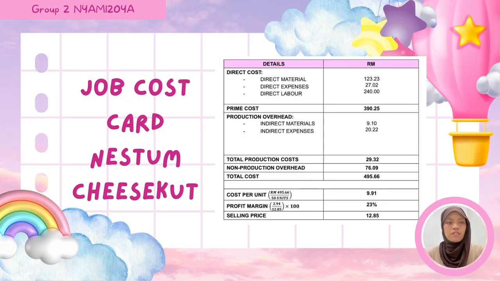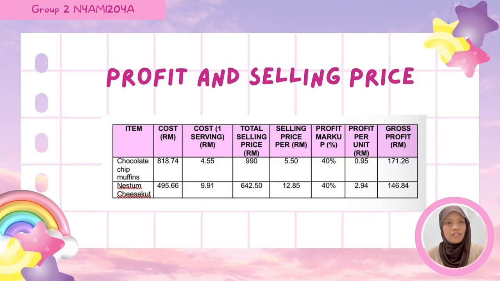According to our product's job cost card, adding our prime costs, production overheads, and non-production overheads results in a total batch cost of RM495.66. Divided across our weekly run of 50 containers, our unit cost comes to RM9.91. Using our standard markup strategy, we establish a retail selling price of RM12.85 per container. This gives us a 23% profit margin and a gross profit of RM146.84 per batch. I will now pass the presentation to Siti Fatimah to present our consolidated results and recommendation.